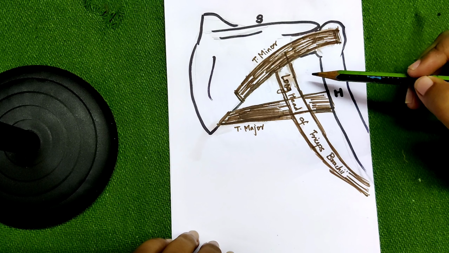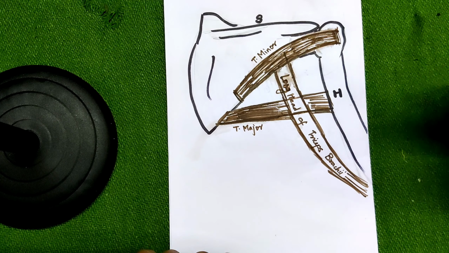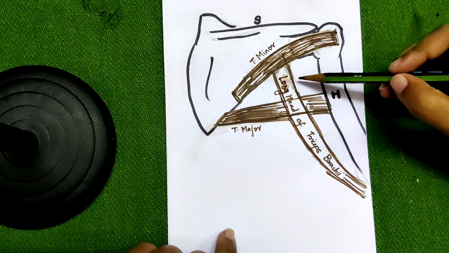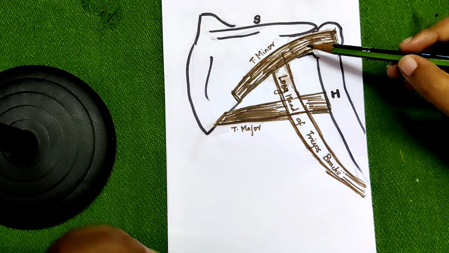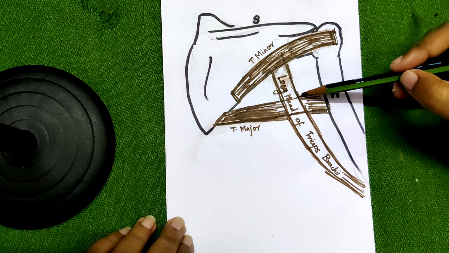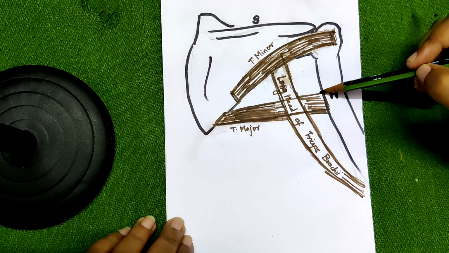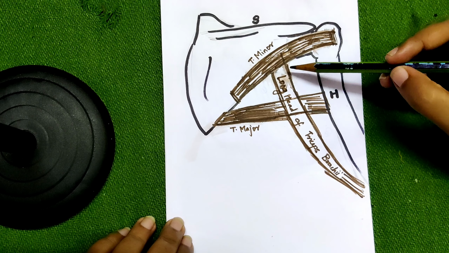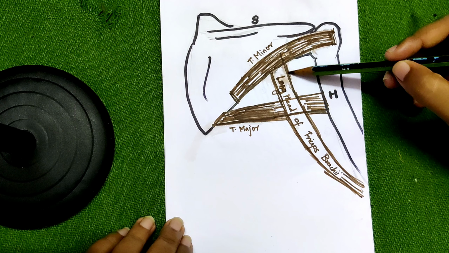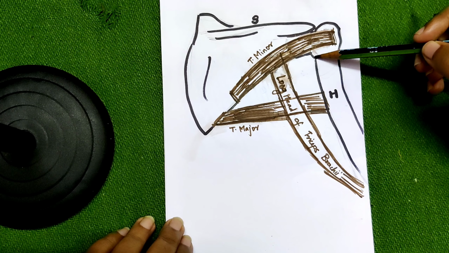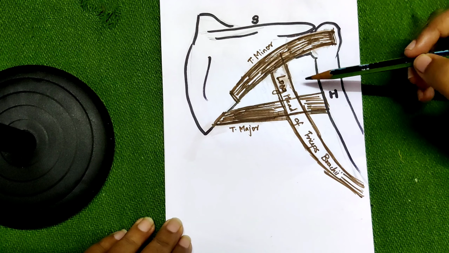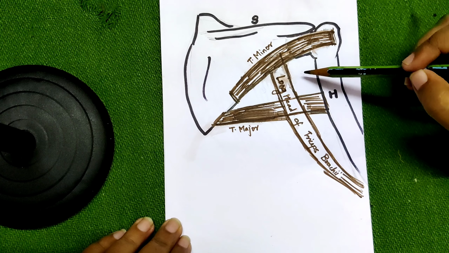The boundaries of the quadrangular space can be denoted just by this diagram. So it has four relations: superior, inferior, medial, and lateral. The superior relation is formed by the lower border of teres minor. The inferior relation is formed by the superior border of teres major. The medial relation is formed by the lateral border of long head of triceps brachii, and the lateral relation is formed by the surgical neck of humerus. So the boundaries of the quadrangular space are clear.